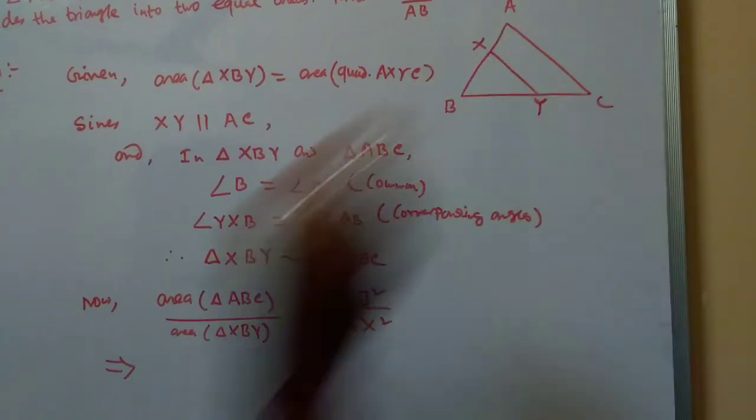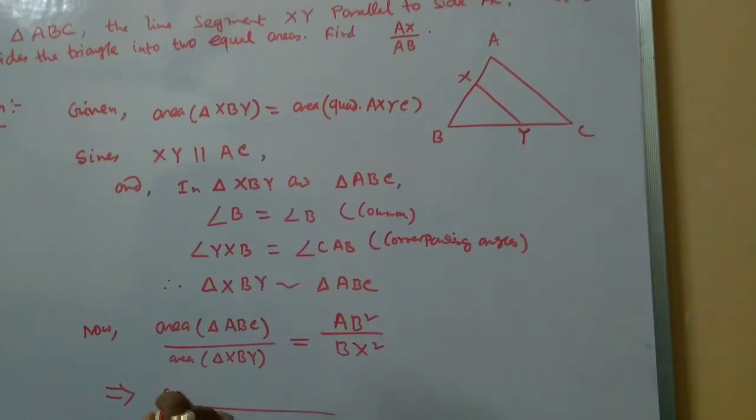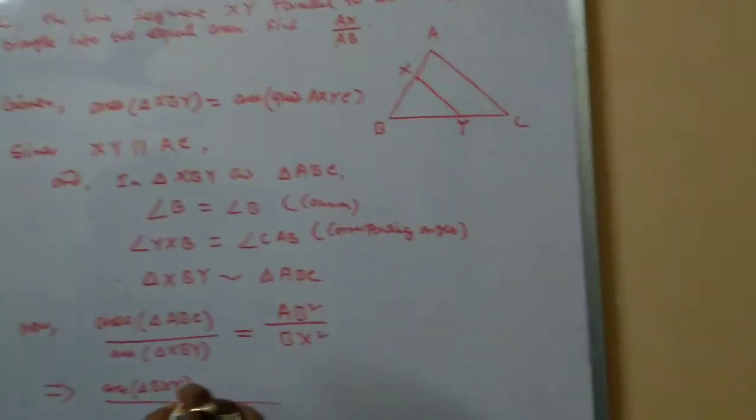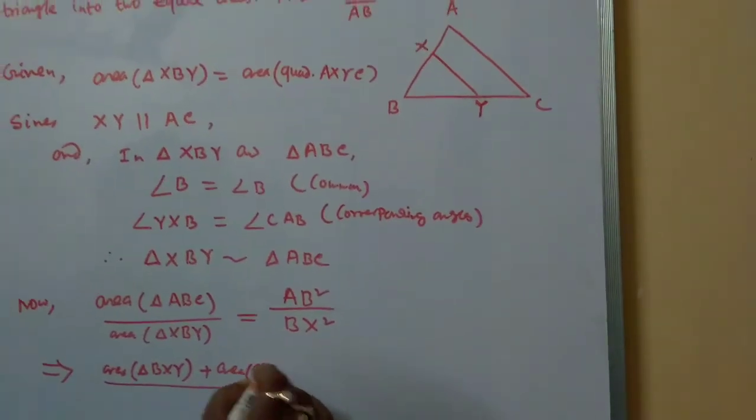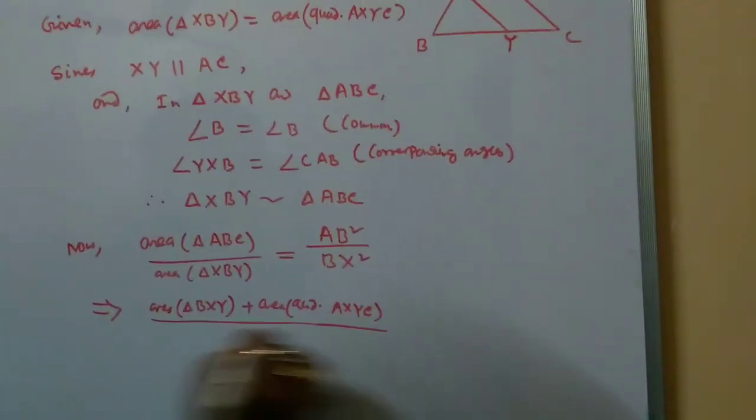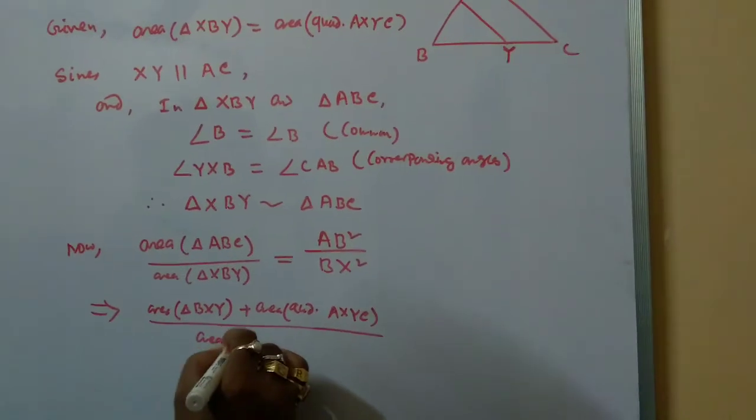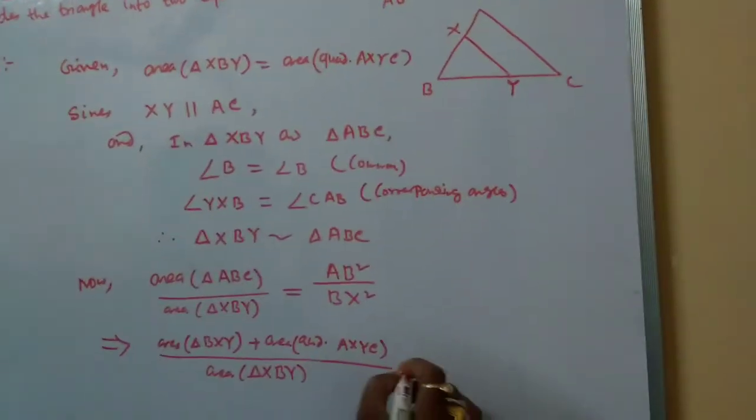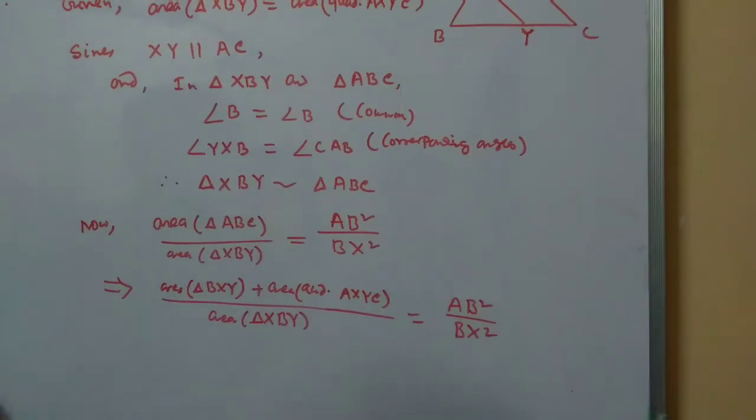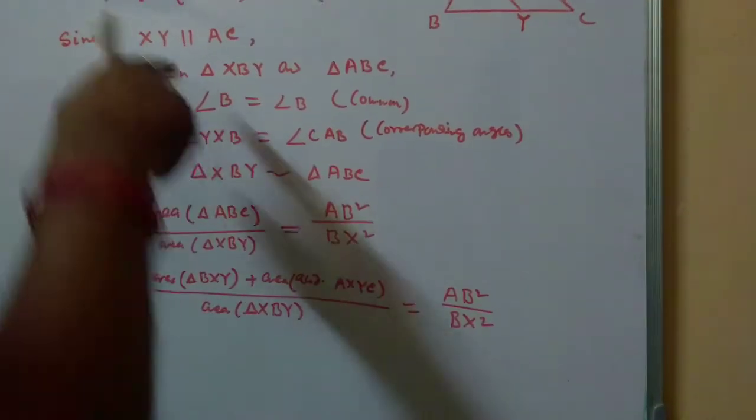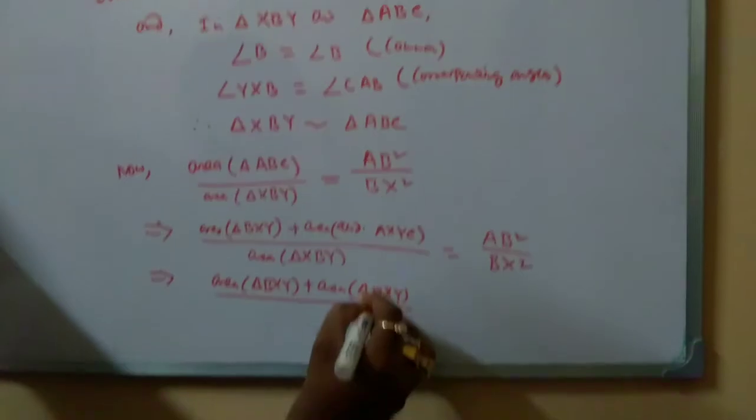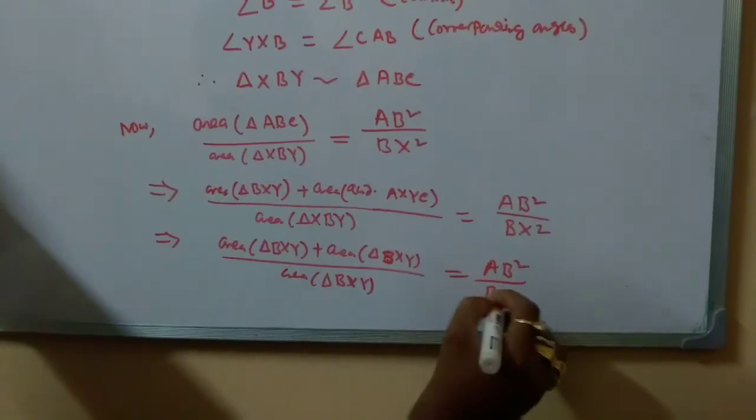Area of triangle ABC equals area of triangle BXY plus area of quadrilateral AXYC, by area of triangle XBY, equals AB square by BX square. Area of triangle BXY plus quadrilateral AXYC by area of triangle BXY equals AB square by BX square.